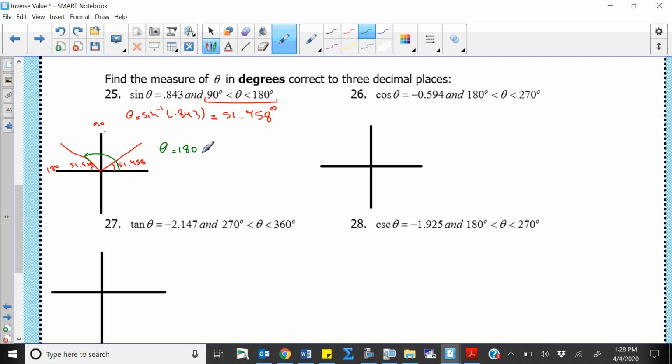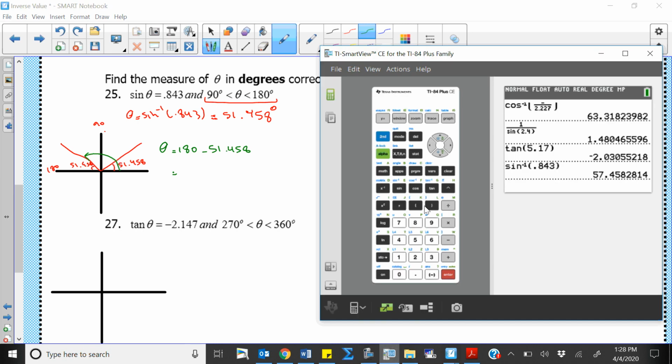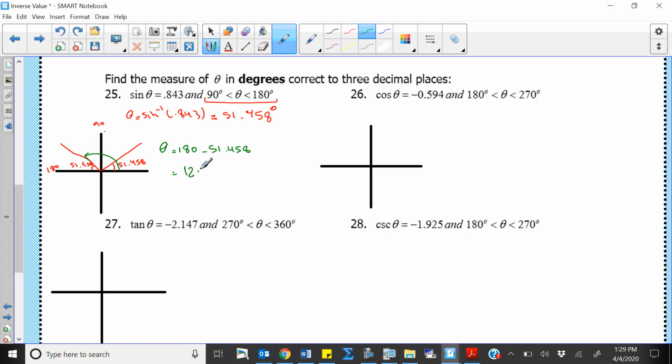So just simply to find the angle that I'm looking for, I do 180 minus 51.458. It will be 180 minus 51.458, and it's equal to 128.542. 128.542 degrees. This is my answer.